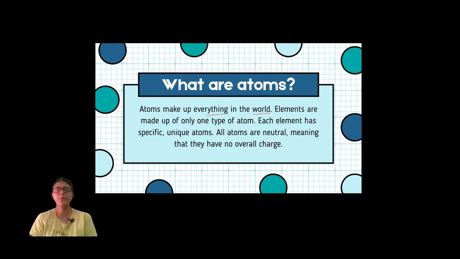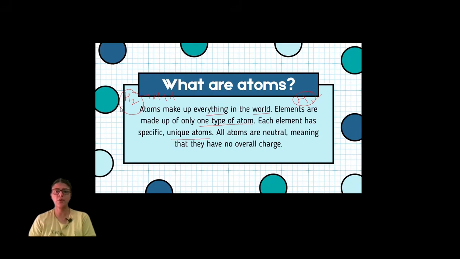Elements are made up of only one type of atom. One type means, we are taking H, hydrogen atom. So if we take H, this is the element. If we take molecule H2, it is made up of H plus H. So H2 is made up of the same type of atoms, that is hydrogen. Each element has specific unique atoms.